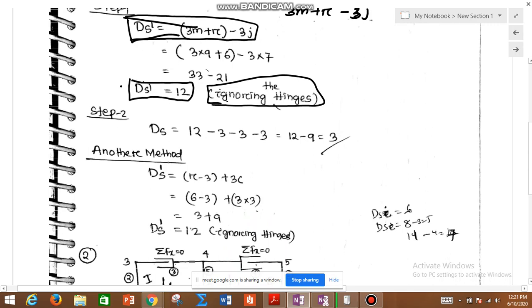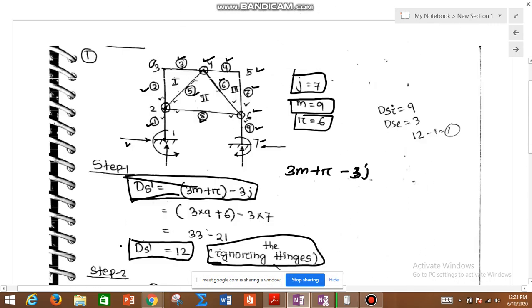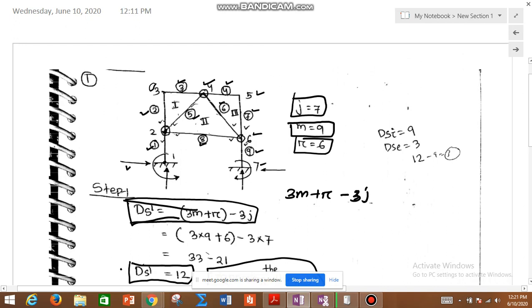So step 2: now we have to consider the internal hinge. You see this particular hinge, how many members are meeting at it? This is one member, this is the second, this is the third, so this is 4. As I already told you, DS total equals DS dash minus the deduction of m minus 1, that is, the number of members meeting at that joint minus 1. So here 4 minus 1 is 3, in this case also 4 minus 1 is 3, here also 3, and so on.